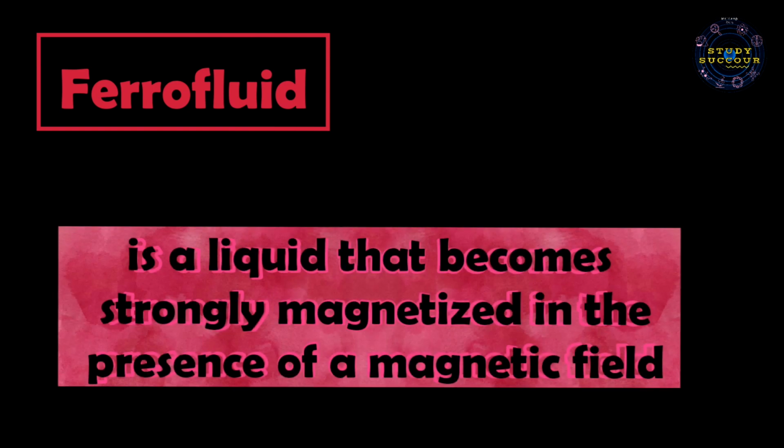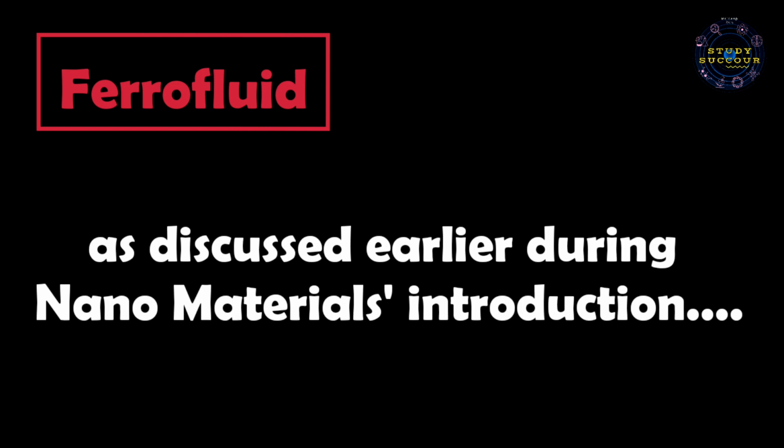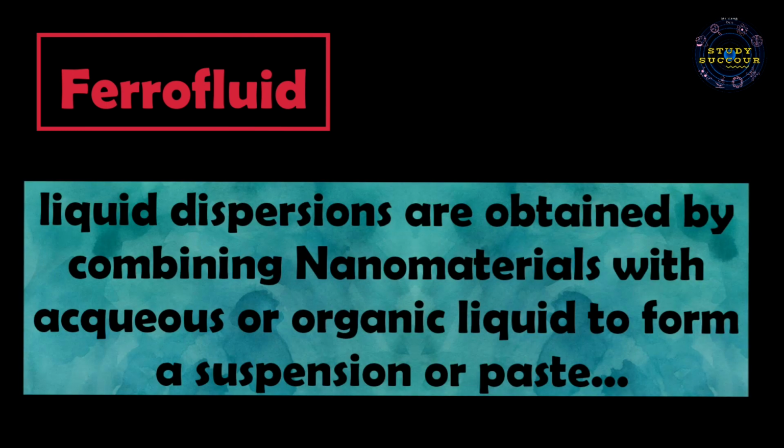Ferrofluid. A ferrofluid or ferromagnetic fluid is a liquid that becomes strongly magnetized in the presence of a magnetic field. Now, as discussed earlier in this video during the introduction of nanomaterials, I told that liquid dispersions are obtained by combining nanomaterials with an aqueous or organic liquid to form a suspension or paste. So ferrofluid is an example of such liquid dispersions.